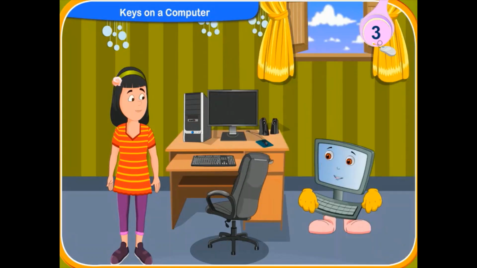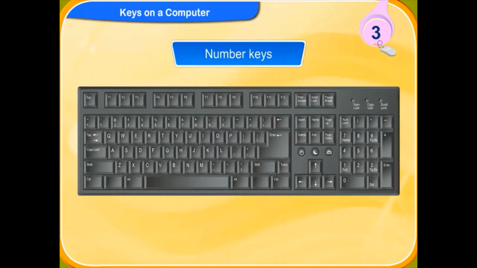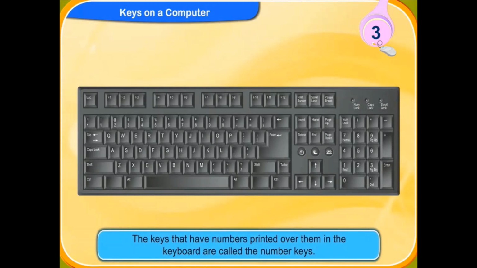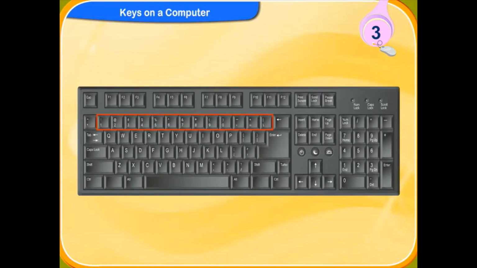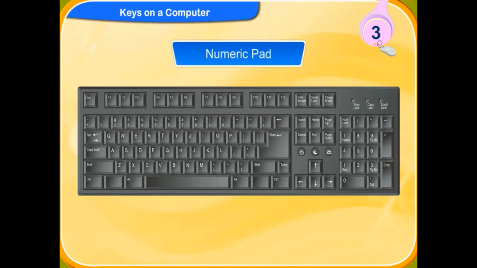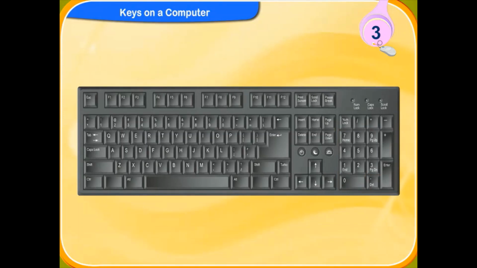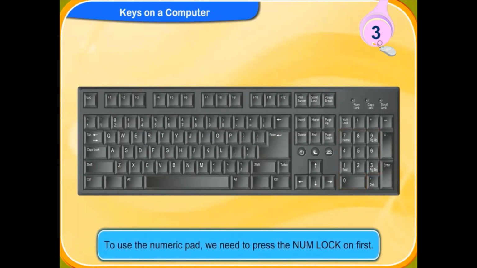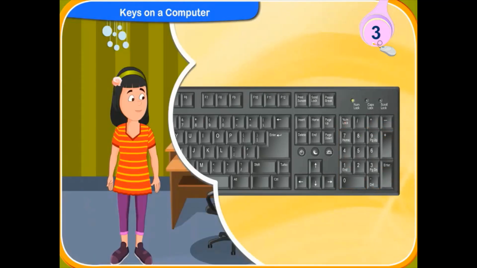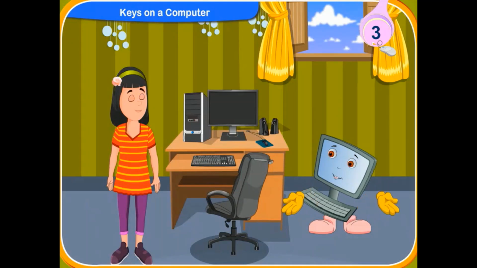What are number keys? The keys that have numbers printed on them on the keyboard are called the number keys. These keys are present in the top row. Numeric pad. The numeric pad is the number keys on the right side of the keyboard. To use the numeric pad, we need to press the Num Lock on first.